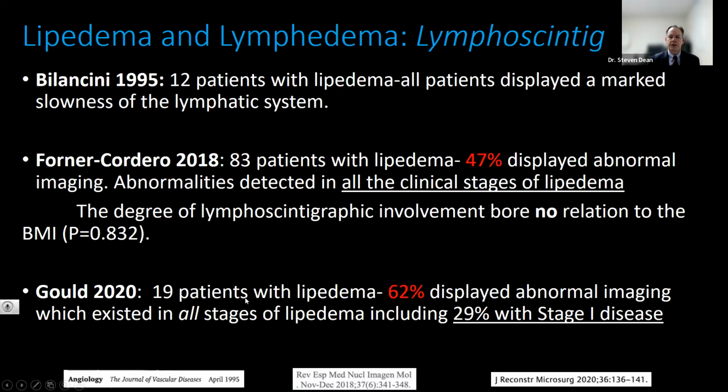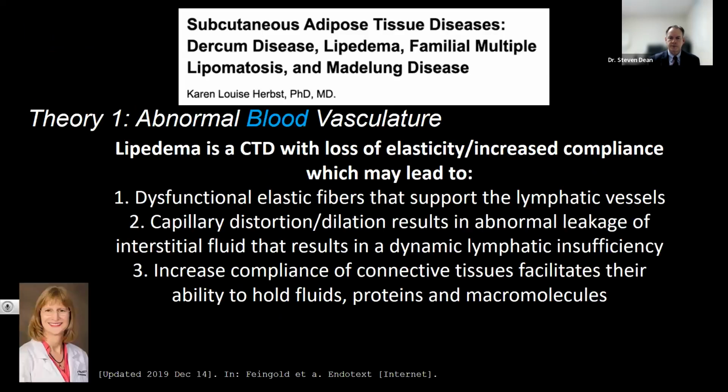Here's a 2020 reference. 19 patients with lipedema, 62% had abnormal lymphoscintigraphic findings. It existed in all stages of lipedema, including about a third of the patients that had stage 1 disease, less likely to be obese. Now, this is a wonderful article. This is the most comprehensive article I've ever seen on lipedema that Dr. Herbst published in 2019. And she came up with a couple of theories about what underlies the pathomechanisms of why lipedema develops. And the first one, theory number 1, she refers to as the abnormal blood vascular theory.